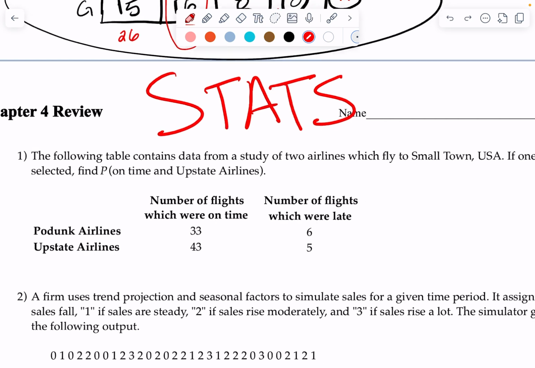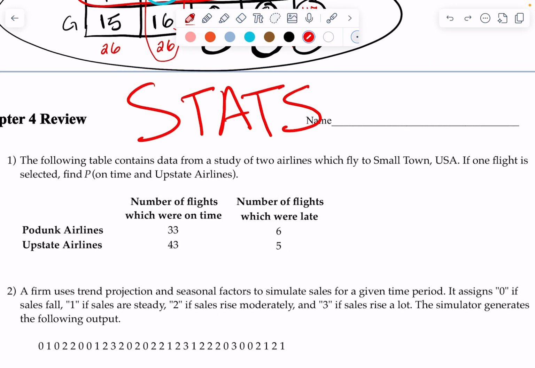Okay, a bunch of people are gone tomorrow for FFA, so make sure that you are ready for a test on Thursday. All right. I'll hopefully try to go through this one kind of fast.